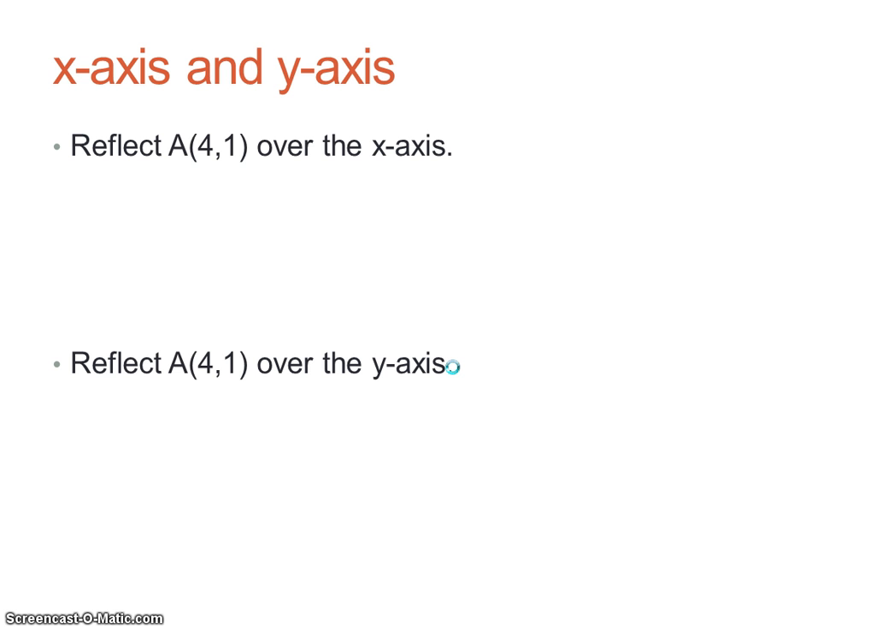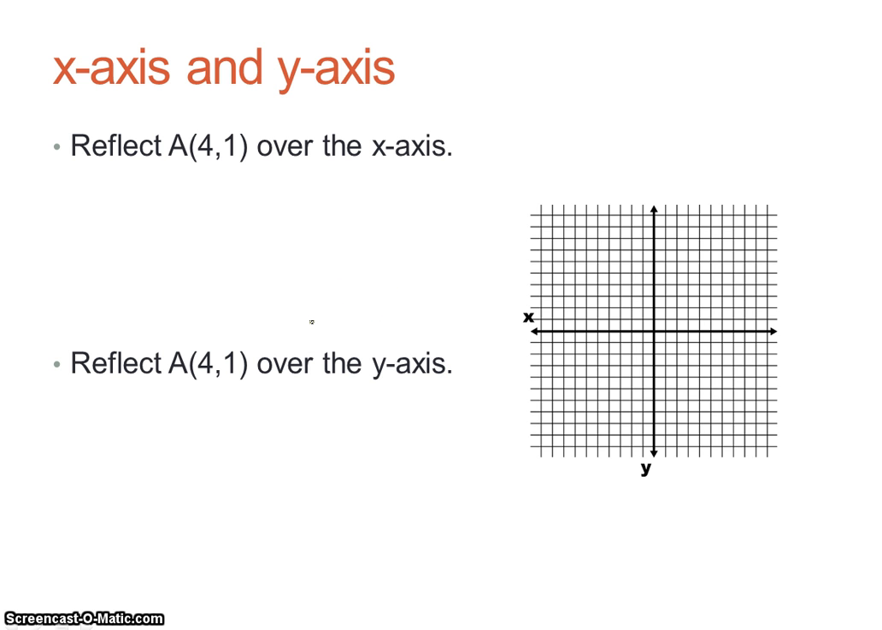So let's look at some different lines that we're going to reflect across. So we're going to reflect across our x-axis and our y-axis. We've already seen a little bit of reflecting over the x-axis with our parent functions. But let's look at reflecting the point A, 4, 1 over the x-axis. So first, let's plot our point. So we'll go 4, 1. So this is our A.